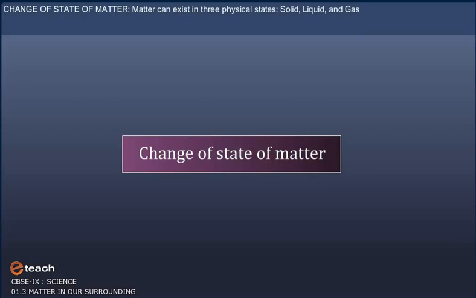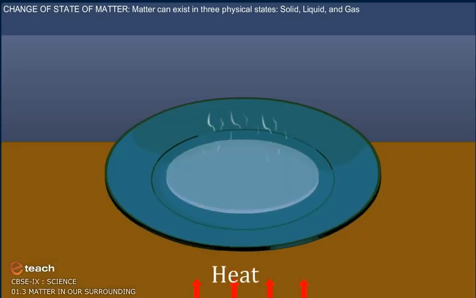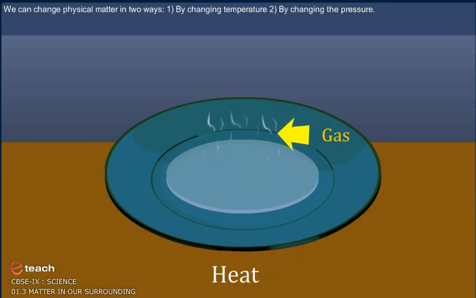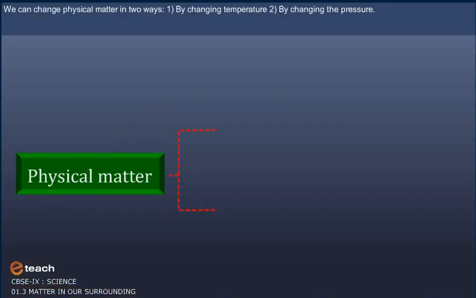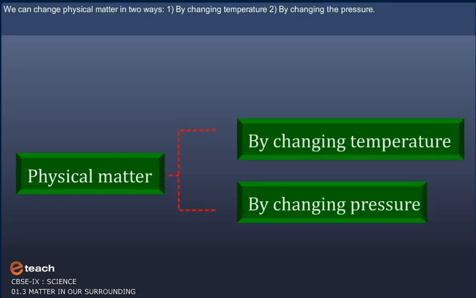Matter can exist in three physical states: solid, liquid, gas. We can change physical matter in two ways. 1. By changing temperature. And 2. By changing the pressure.